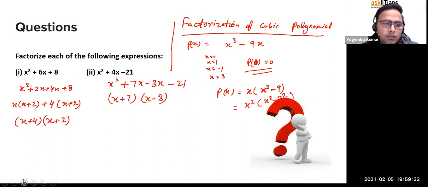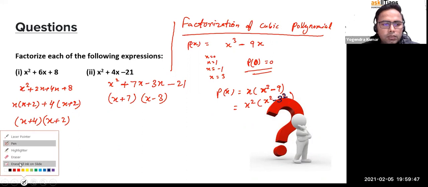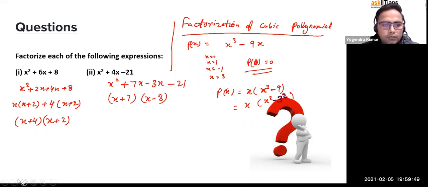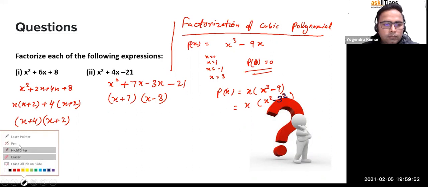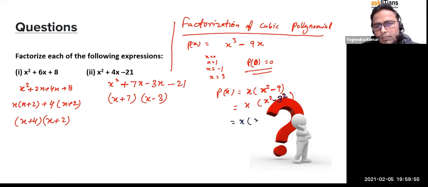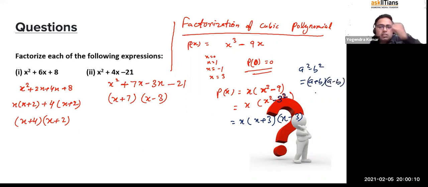Let me use a different color here. Right? Sorry, there was no square here. So what do we get here? x into x plus 3 and x minus 3. Again, the important identity which I told, I think I explained before: a square minus b square can be written as a plus b into a minus b. So identities we have seen in the last class, right? You have to remember all those, right?